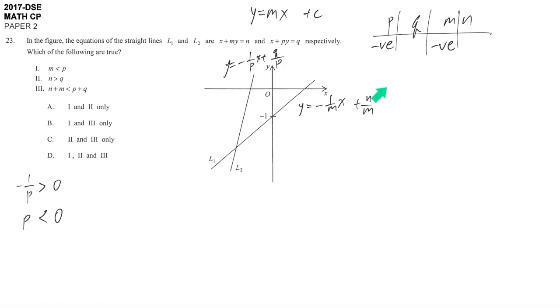After that, we may look at this y-intercept, and they give you the result is negative 1. So we know that n over m is equal to negative 1. n is equal to negative m. m is negative, that's why n times negative, n itself is positive.